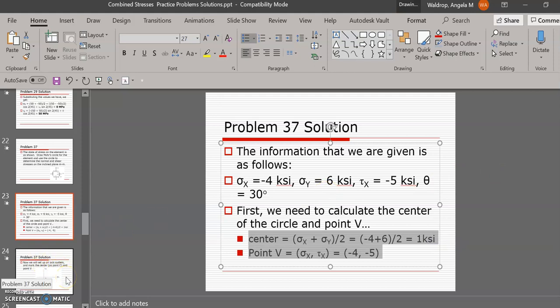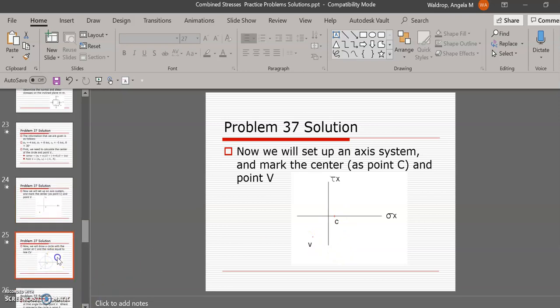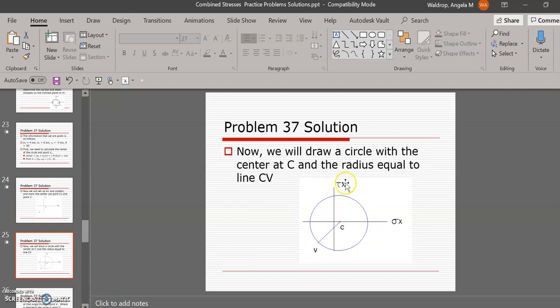Now, if you were drawing these, I would highly recommend using a CAD system to be able to do that. First, we're going to set up our axis system, like so. And then we plot our point C, we plot our point V. Then we draw our circle and draw our radius.